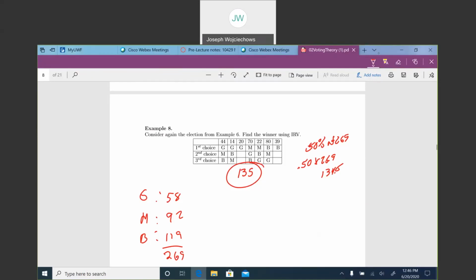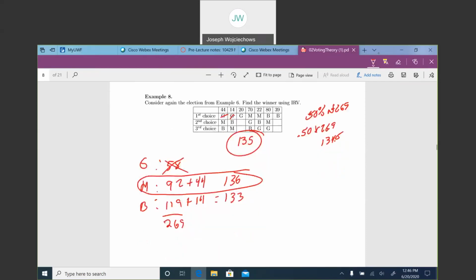So we need to drop Goings, who has the lowest amount. So we start here with this 44, and that's going to go to McCarthy. And then we have this 14 here. That's going to go to Bunning. So the new total here is 133, and the new total here is 136. So McCarthy wins. And again, here we go. Another voting method on the same preference table, and we get a different winner.